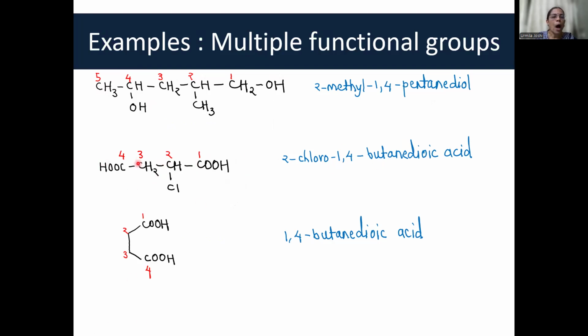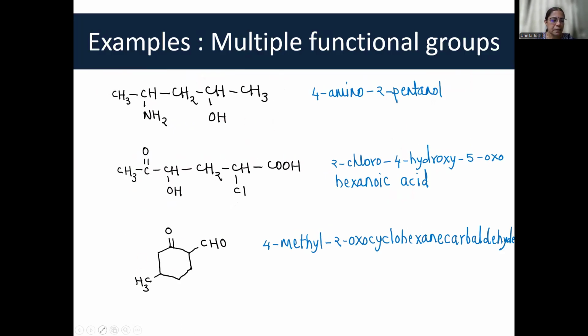Now, after numbering, 2-chloro, write the substituent first and then the parent chain. The parent chain is 1,4-butane dioic acid. It is not butandioic acid. E is complete. I hope you are following this.